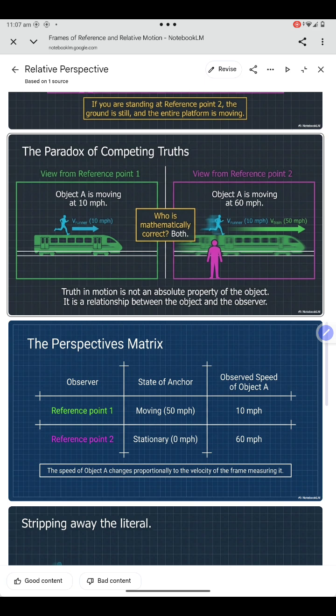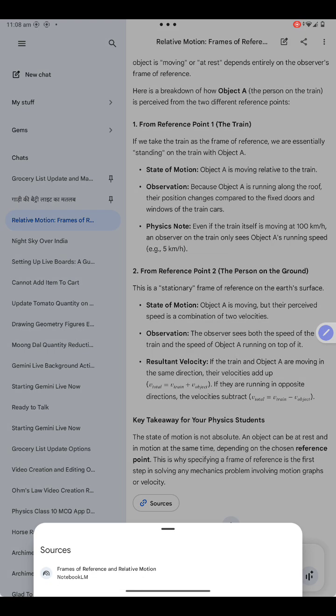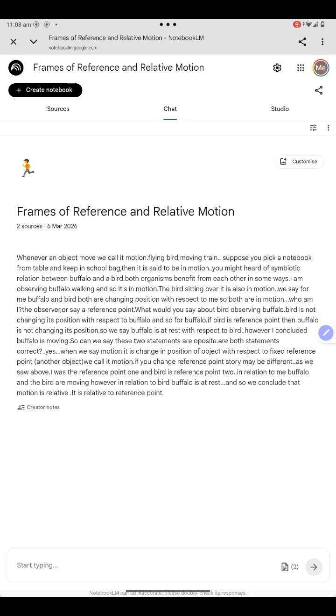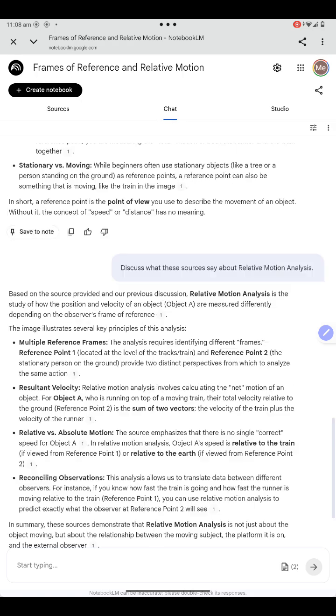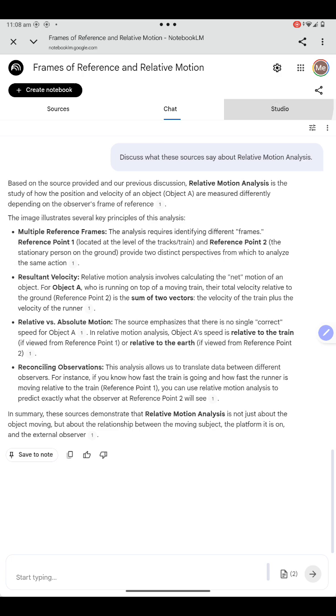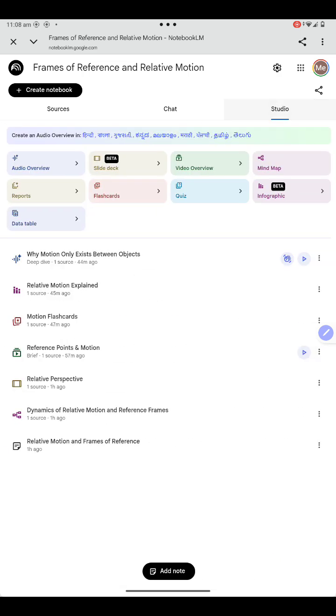So in a way you can say that motion is relative, and motion is the change in position of an object with respect to a certain fixed reference point. So if the reference point changes, the motion or the definition may also change.